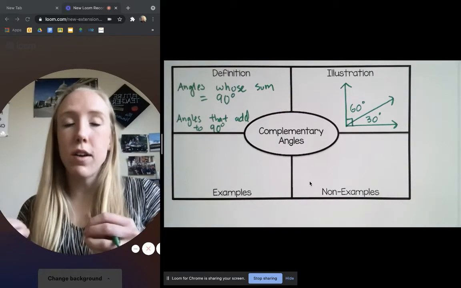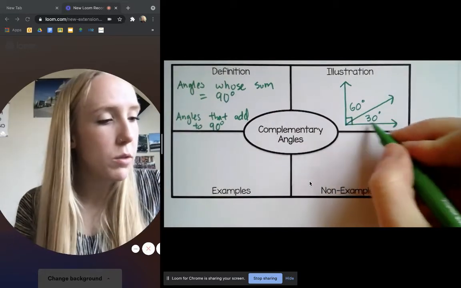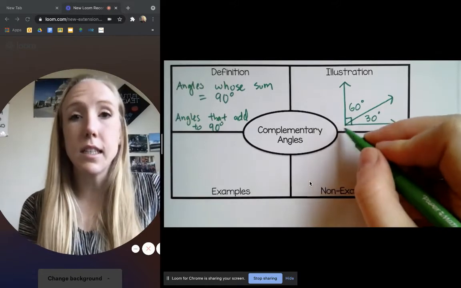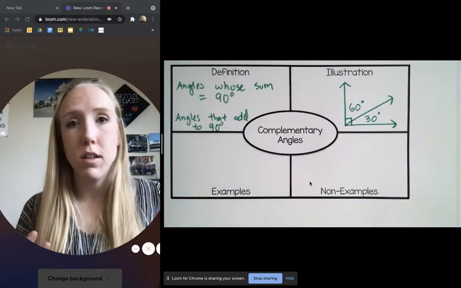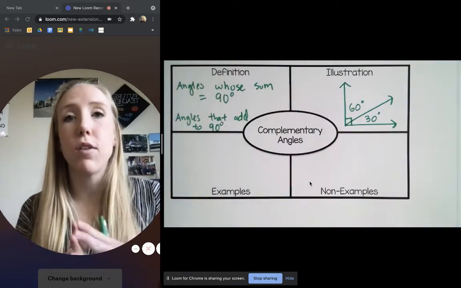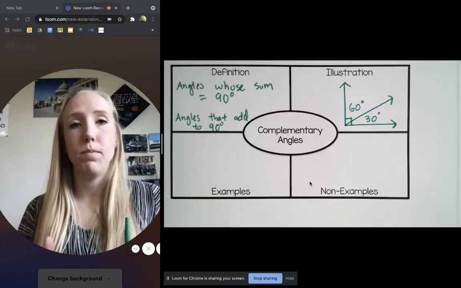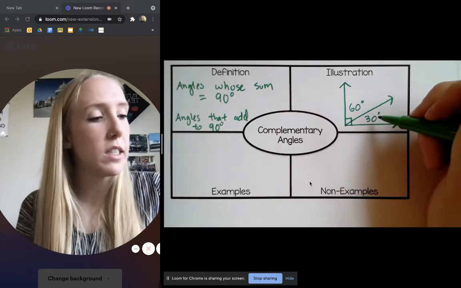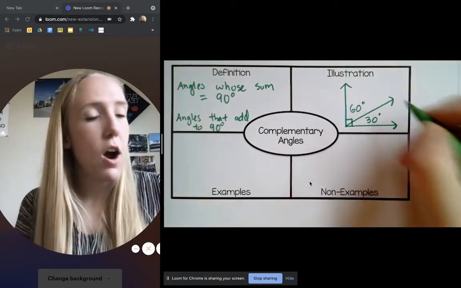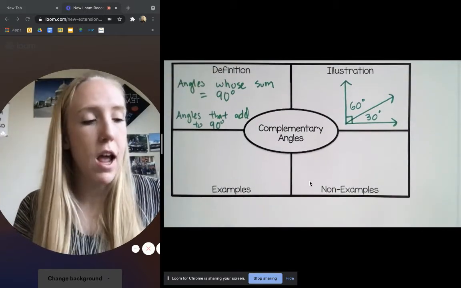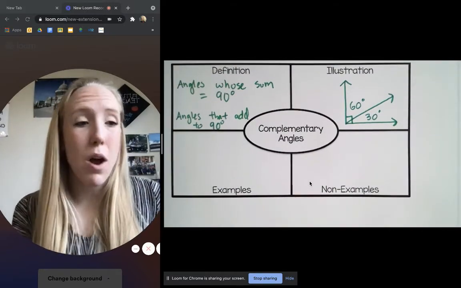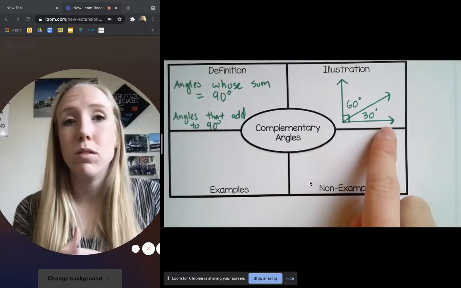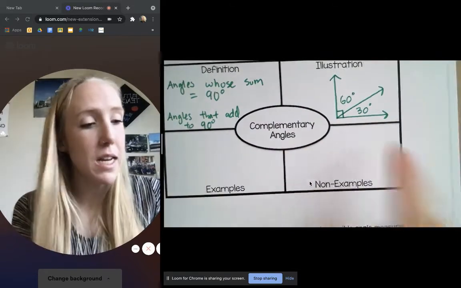So the 30-degree angle, this one right here, and the 60-degree angle together make a 90-degree right angle. So these two angles, the 60-degree and the 30-degree, are complementary angles. Okay, so some more examples of that, and we don't even need pictures to know. We can just add them up and see if it's 90.